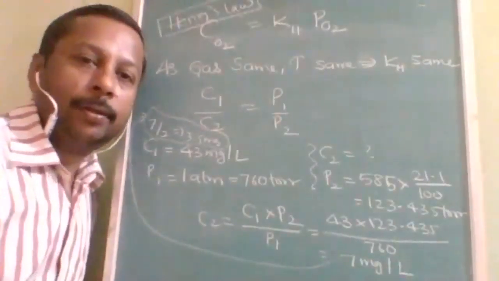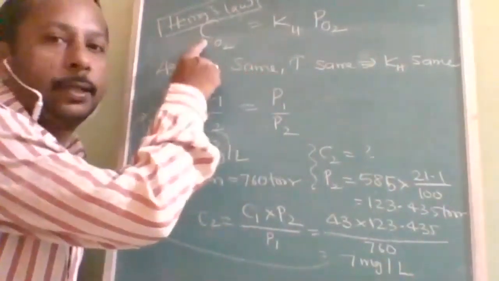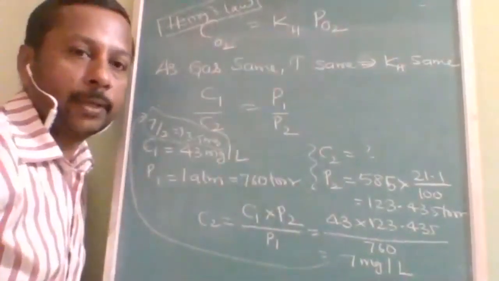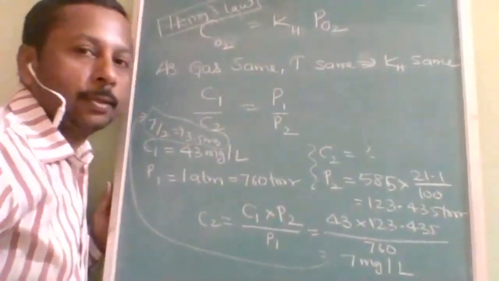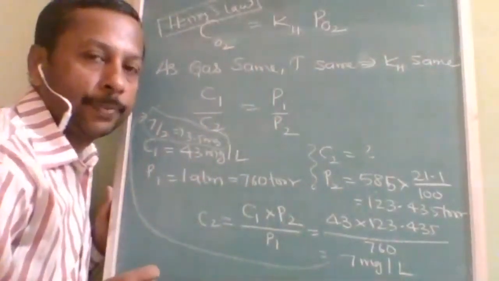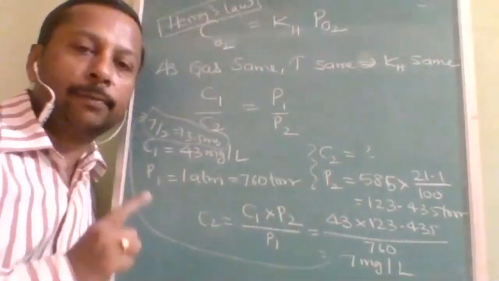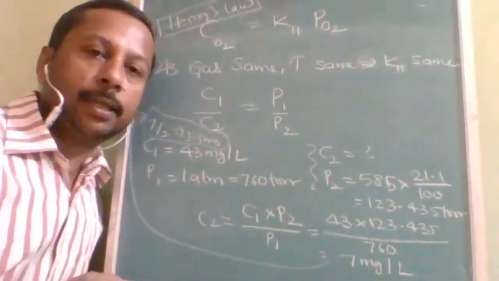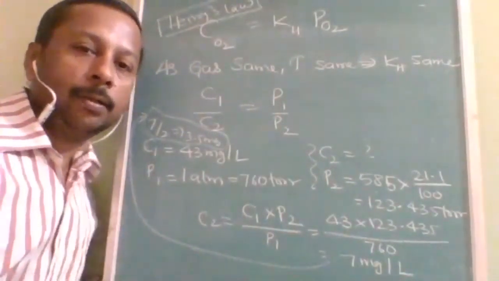Okay, this is the solution. Here, according to Henry's law, solubility is equal to KH into PO2, the partial pressure of O2. As the gas is the same, we are talking about oxygen only, and the temperature is also the same. The only thing we are changing is the pressure, from 1 atm to some other pressure. Partial pressure of oxygen is changing. Pure O2 means pressure is how much? 1 atm.